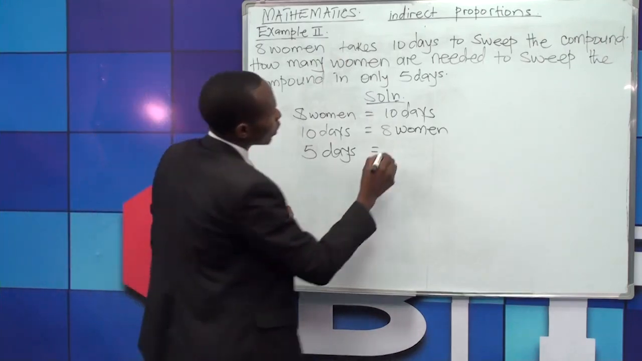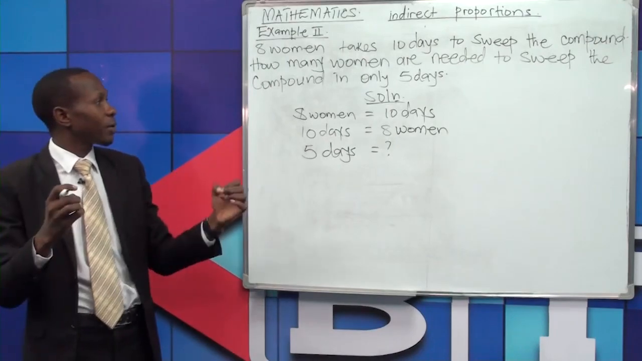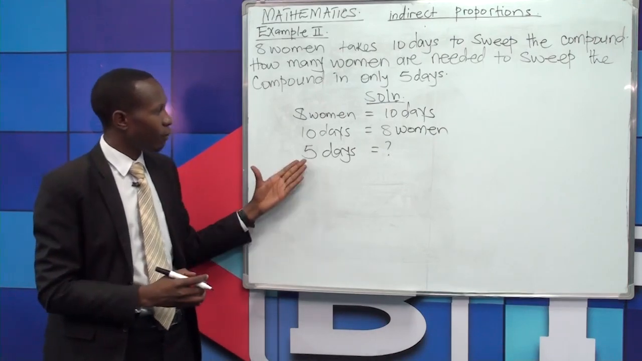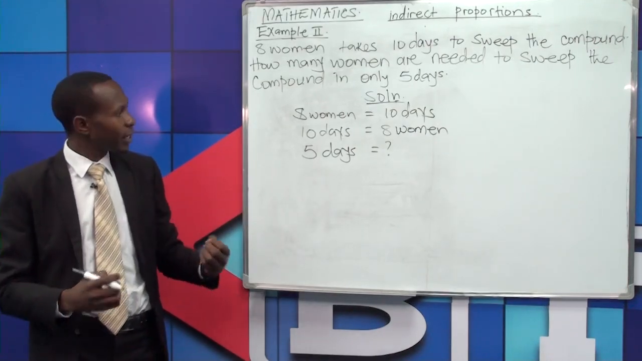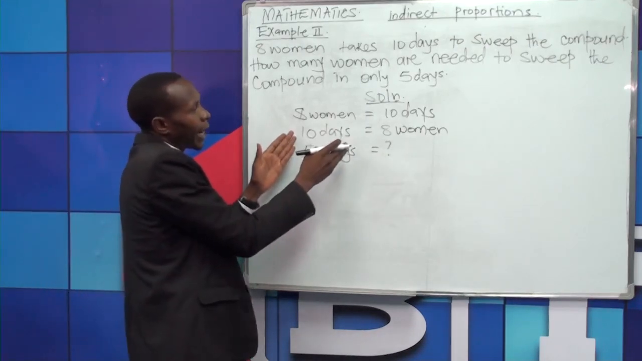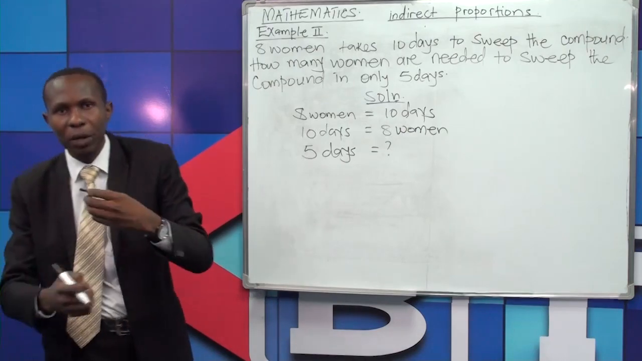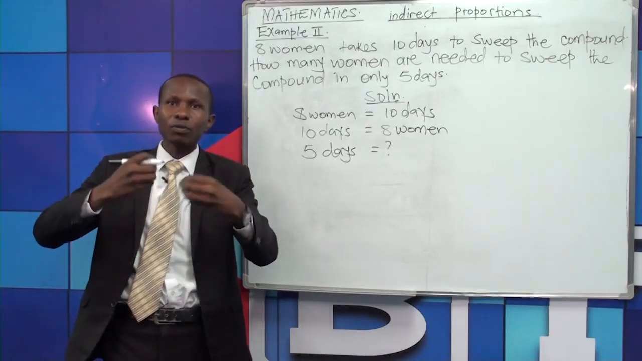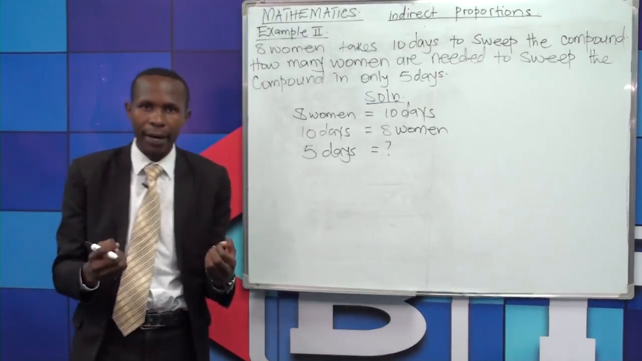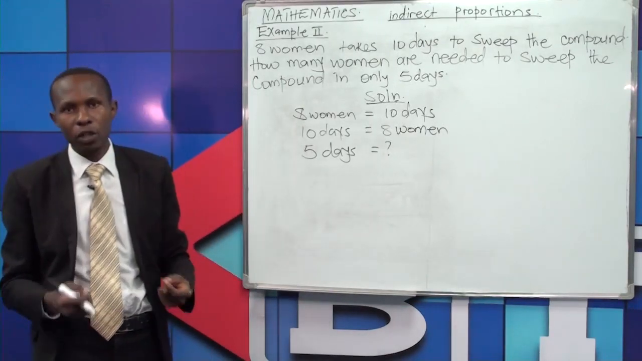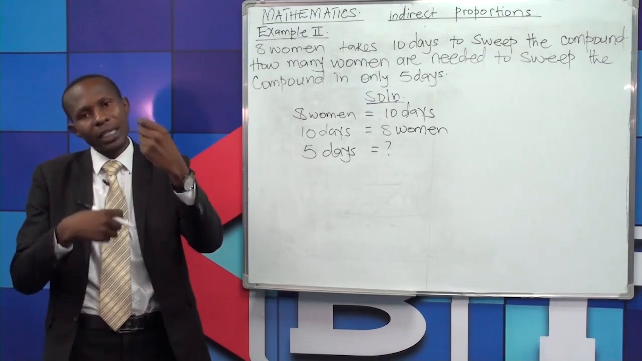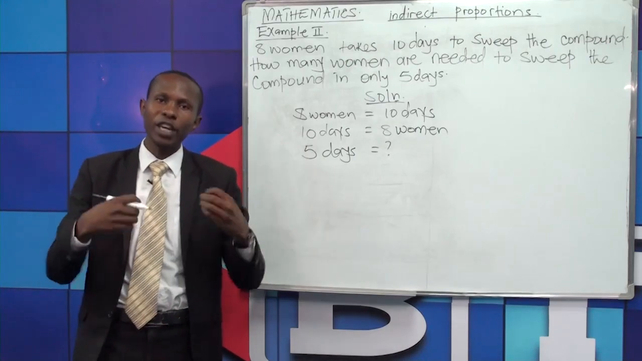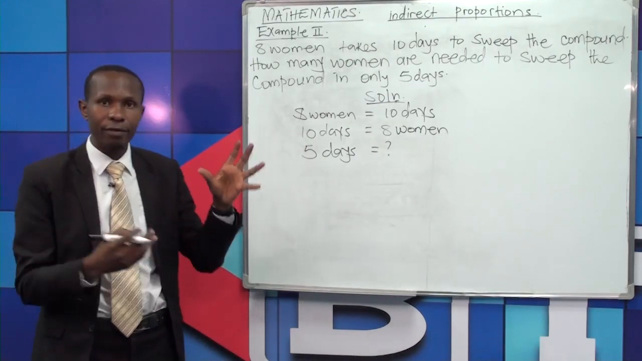Now, at this time, we don't know the number of workers or women that are required to complete the same work in 5 days only. So what we shall do is first identify, in case you want your compound to be swept in only 1 day, how many workers do you need? After identifying the number of workers you are required to employ such that they can sweep your compound within 1 day, we shall then use that very number of people to determine the number of workers needed to complete the same work in 5 days.